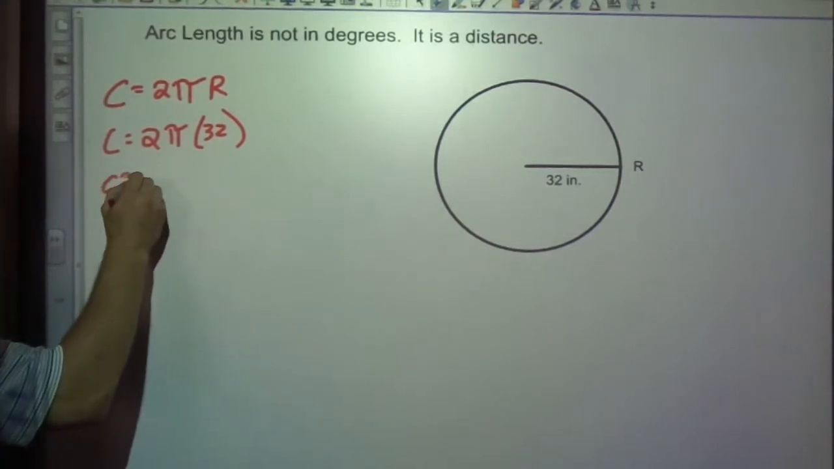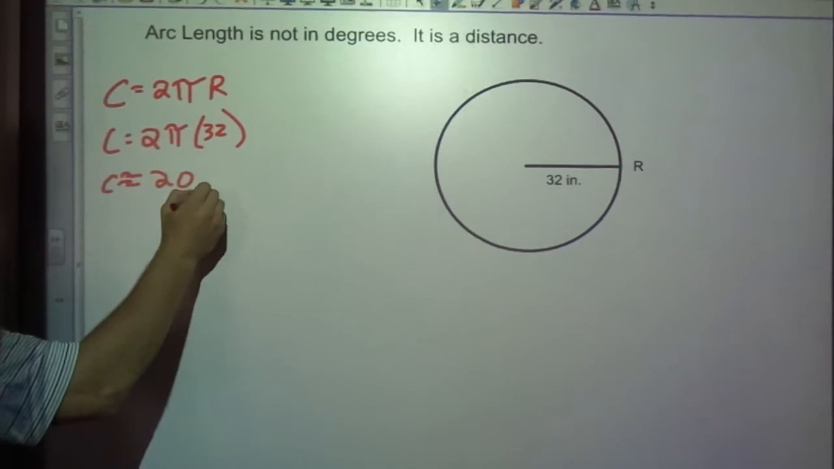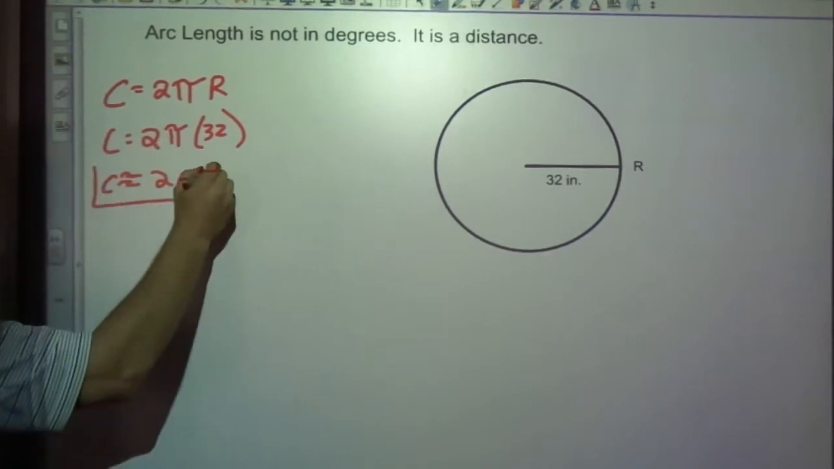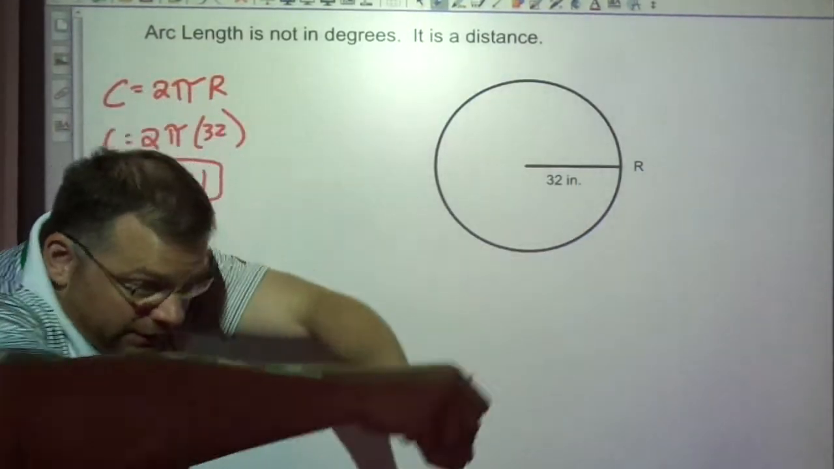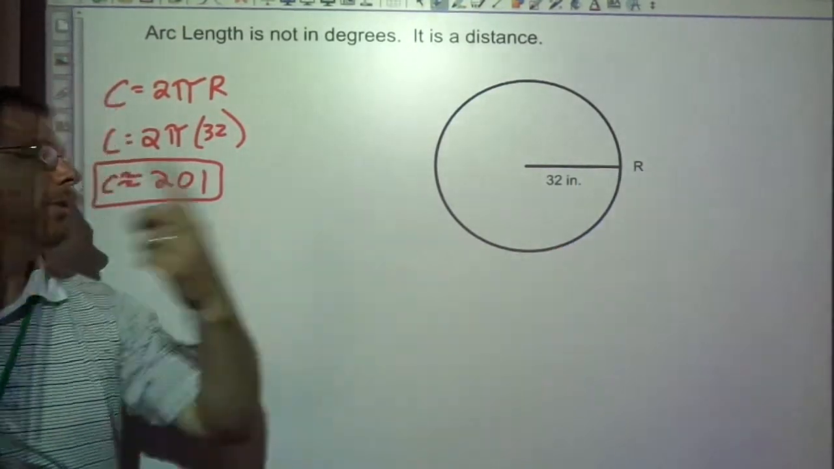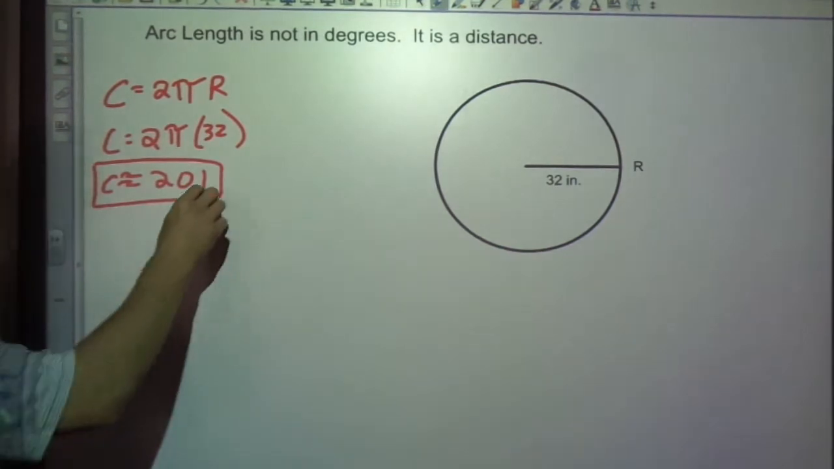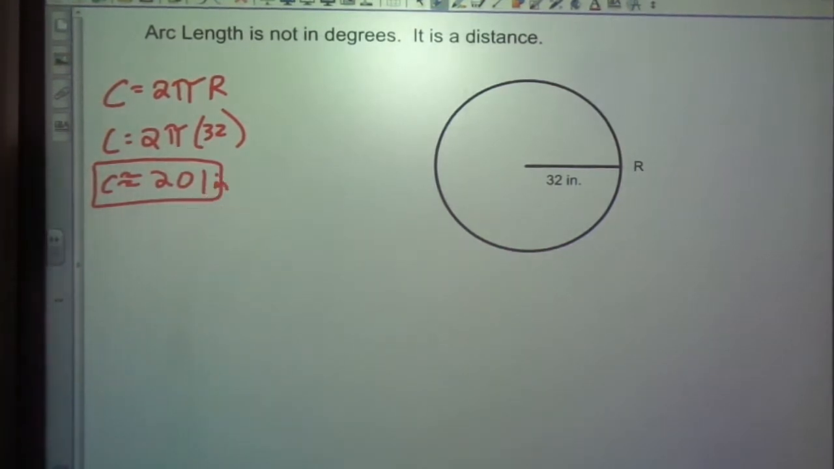201.06. Okay, let's go approximately 201. It's not exactly equal to, but the circumference all the way around, if I took a string that made it all the way around and then I stretched it all out, it would measure about 201 total inches. Let's put inches in there.